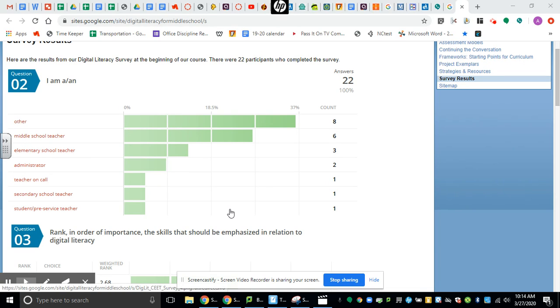Okay, so we're going to look at how many of each there are. In the other category, there's 8, middle school teacher, there's 6, elementary 3, administrator 2, everybody below that is a 1. All right, so if I want the range of data, I want to know what does it go from its lowest to its highest.